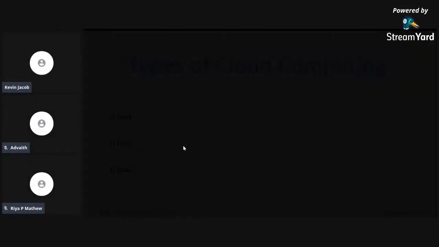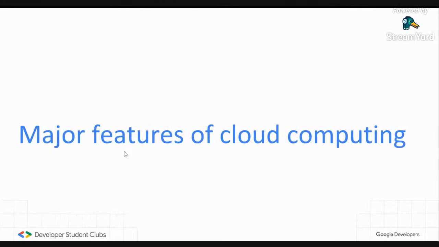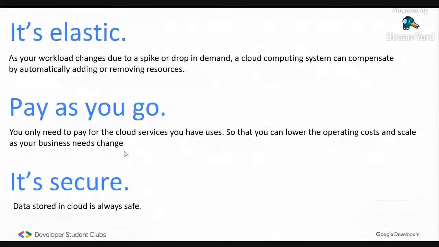Now, let's move on to the major features of cloud computing. The major features of cloud computing include: the first one is that it's elastic, the second one is pay as you go, and the third one is that it's secure. First one is that it's elastic.